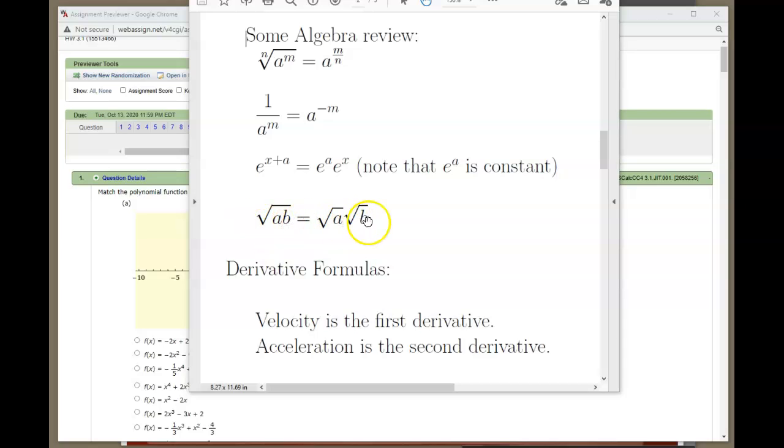The square root of AB is equal to the square root of A times the square root of B. I can separate those out. The derivative: velocity is the first derivative, acceleration is the second derivative. So we're going to play with these for a minute, and then we're going to take the derivatives.